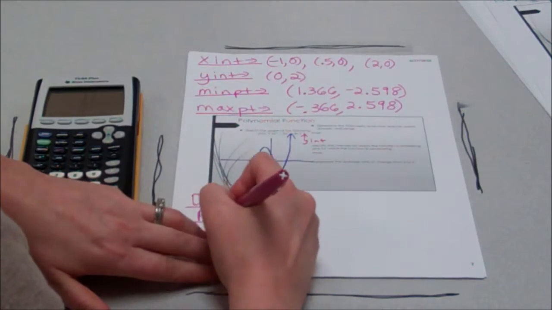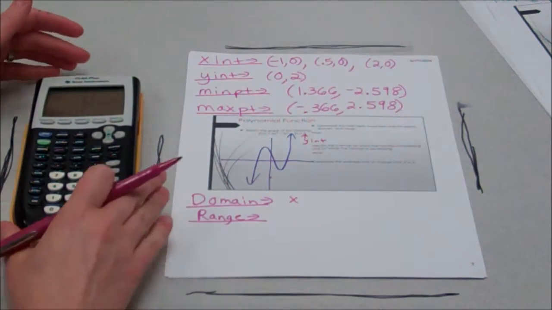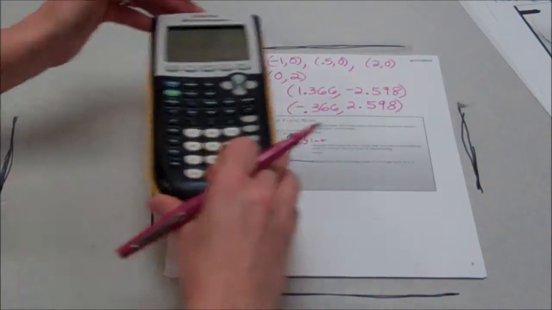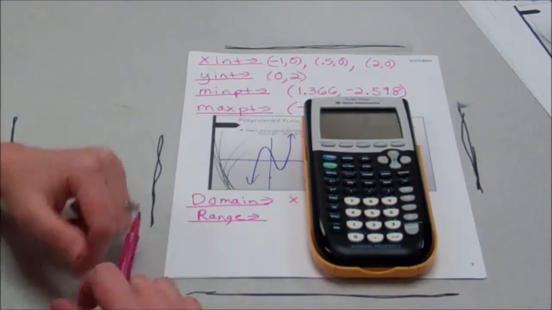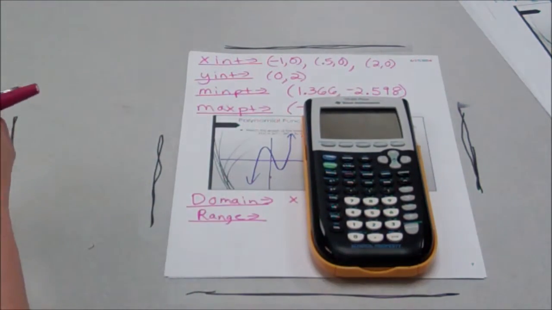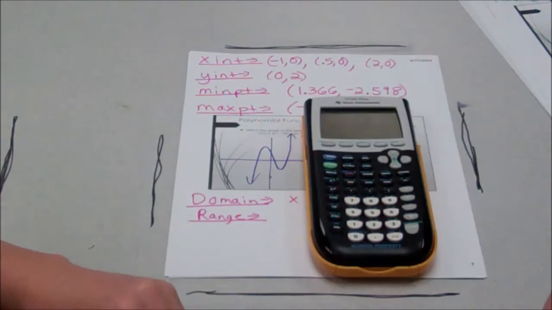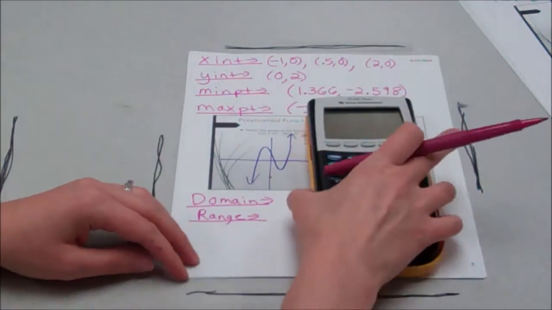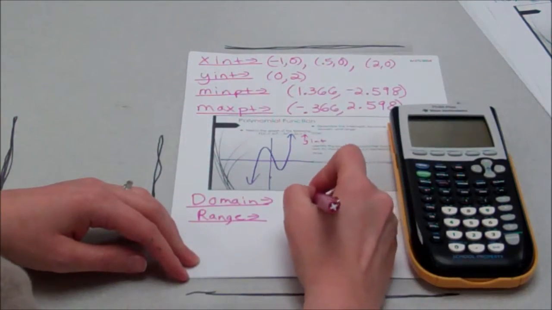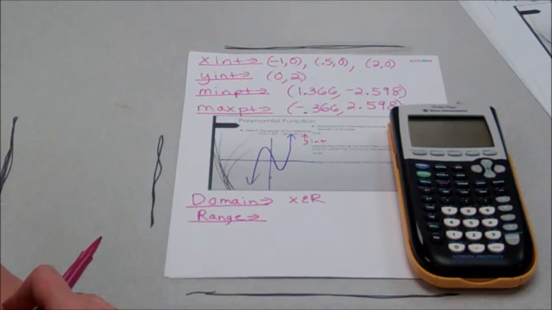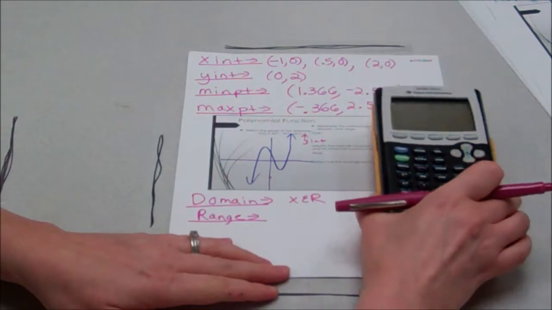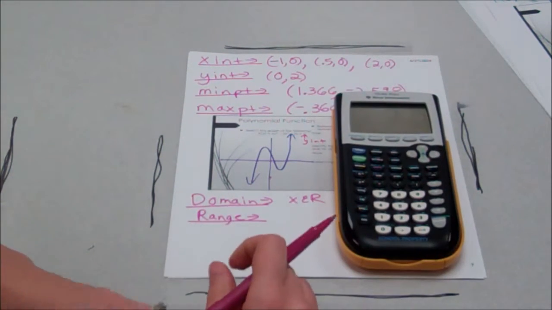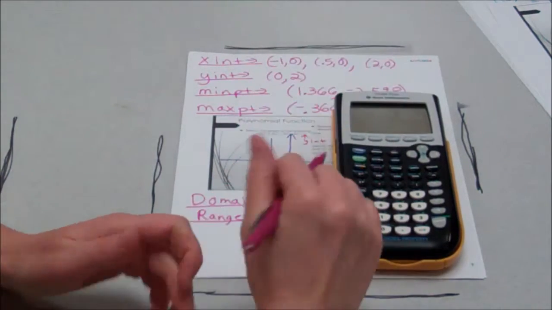So what you're looking for is, does the graph go off the screen? So you can look at your sketch or you can look at your calculator. Yes, it does. Does it go off on the left? Yes. Does it go off on the right? Yes. Is it all connected in the middle? Yes. That means your domain is all real numbers, x, element of R. All right. For the range, same thing. Y-axis goes up and down.